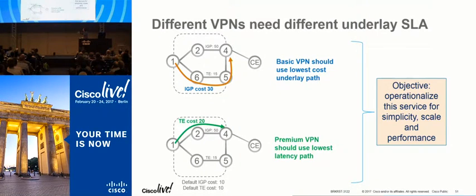This is the example I'm going to use. I'm going to receive a BGP route from 4, I am 1, and I have 2 paths. I have the IGP shortest path in orange, which is the high bandwidth, and I have the TE minimized metric path, which is the low latency. The premium VPN, they want to go green, low latency. The basic VPN, they want to go orange, high bandwidth.